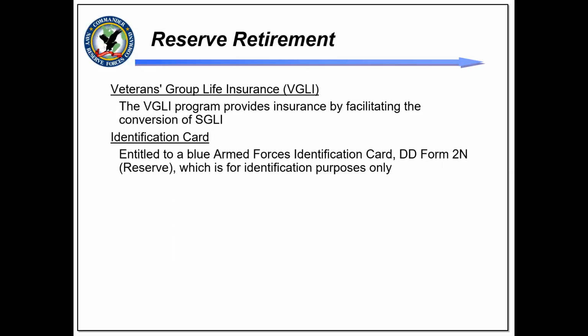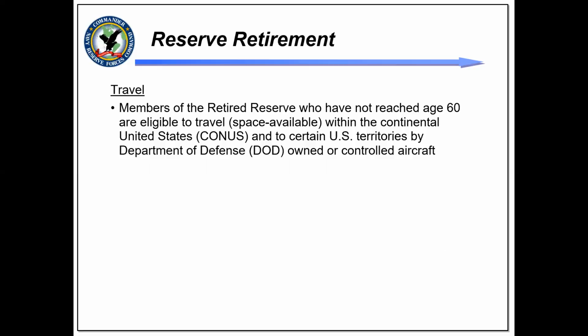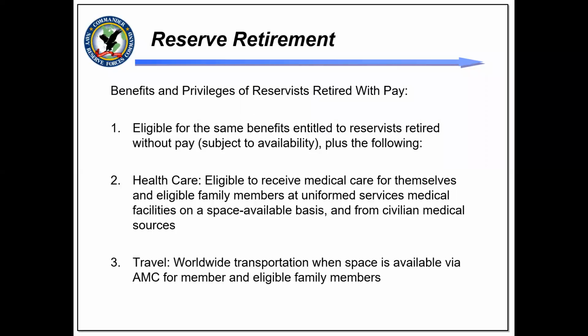Veterans Group Life Insurance: the VGLI program provides insurance by facilitating the conversion of SGLI. Identification card: entitled to a Blue Armed Forces Identification Card, DD Form 2 Reserve, which is for identification purposes only. Travel: members of the Retired Reserve who have not reached age 60 are eligible to travel space available within the continental U.S. and to certain U.S. territories by DoD-owned or controlled aircraft.